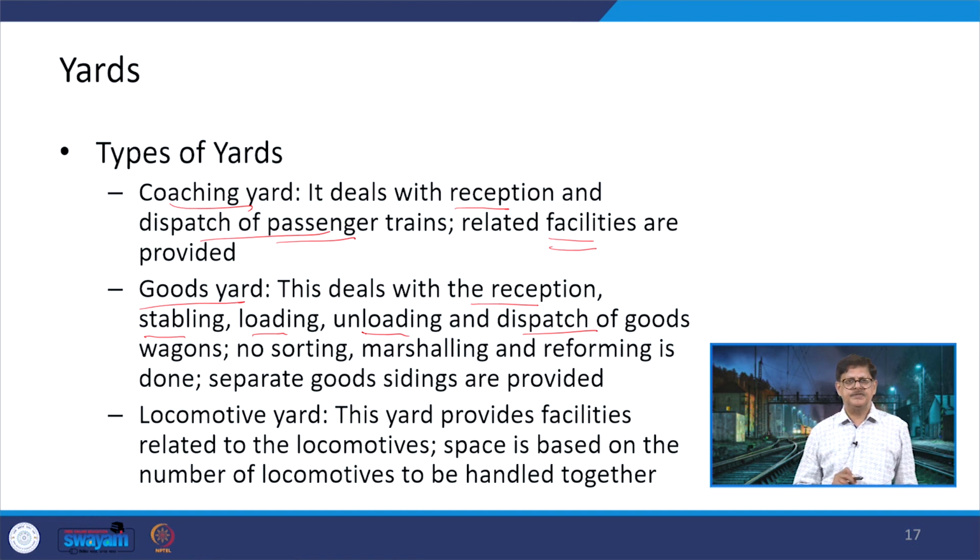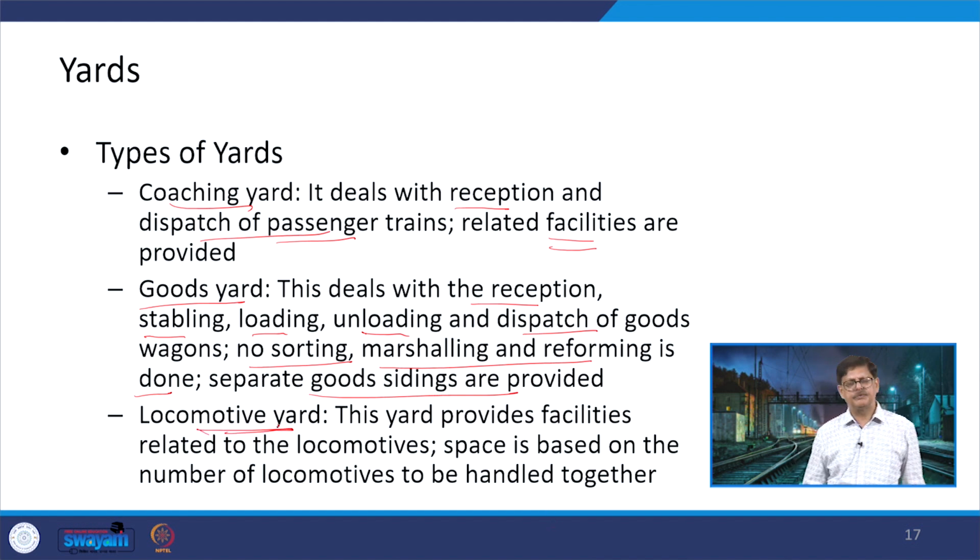And here in this case, when you are talking about the goods yard, the whole of the train which has come, which is being loaded or unloaded or received and dispatched, there is no sorting of the wagons. So, we are not taking out the wagons and we are not adding the wagons so as to create a train. And marshalling and reforming is also not done in this case. Separate goods sidings are usually provided because it takes a lot of time, and it may interfere with the reception and dispatch of passenger trains, which may be taking less time.